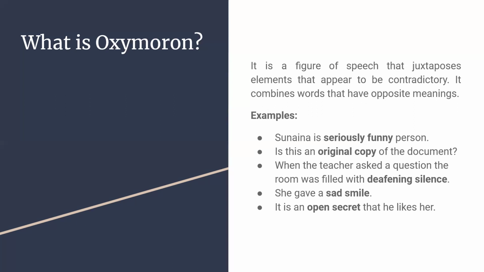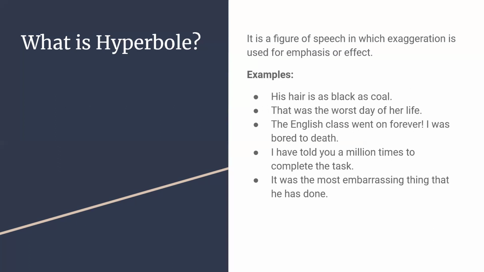Let us now look at hyperbole. Hyperbole is a mere exaggeration to have an emphasis or effect on what you're trying to say. So let's look at the definition. It is a figure of speech in which exaggeration is used for emphasis or effect. Let us see some examples of hyperbole.